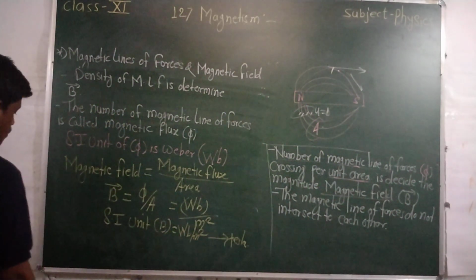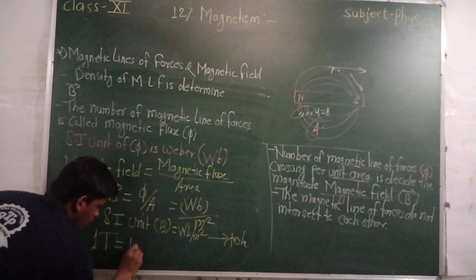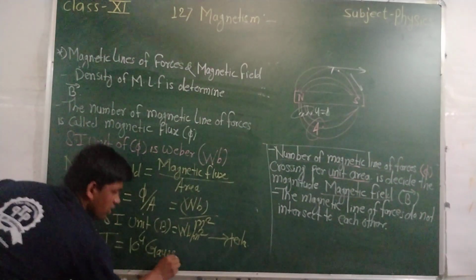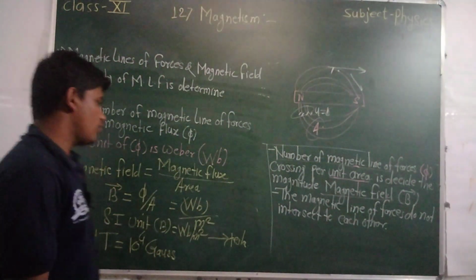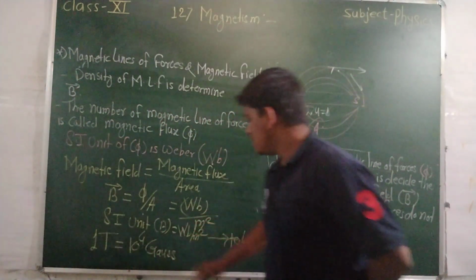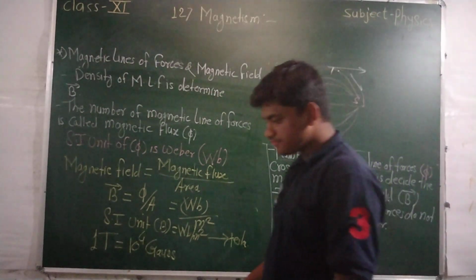Then 1 Tesla is equal to 10 raised to 4 Gauss. This is the conversion factor between the Tesla and the Gauss. These are the units of the magnetic field.